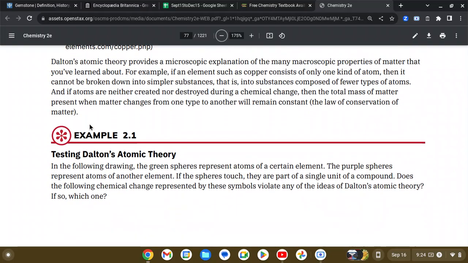Right. Dalton's atomic theory provides a microscopic explanation of the many macroscopic properties of matter that you've learned about. For example, if an element such as copper consists of only one kind of atom, then it cannot be broken down into similar substances, that is, into substances composed of fewer types of atoms. And if atoms are neither created nor destroyed during a chemical change, then the total mass of matter present when matter changes from one type to another will remain constant. The law of conservation of matter.